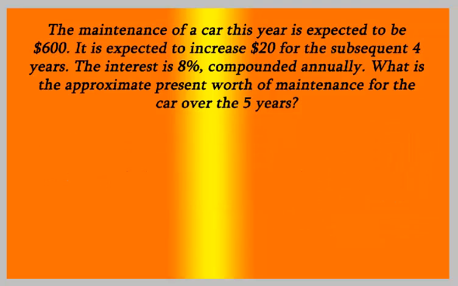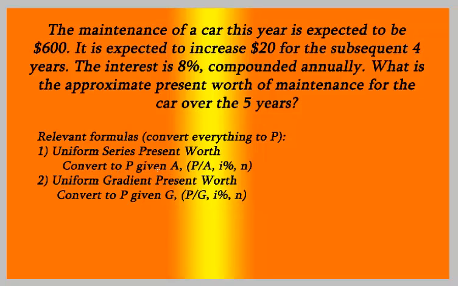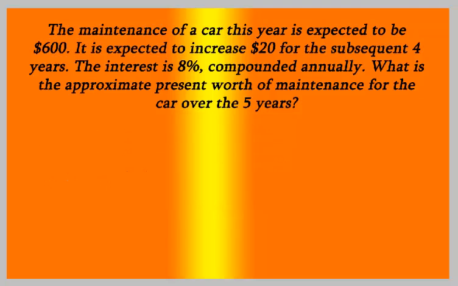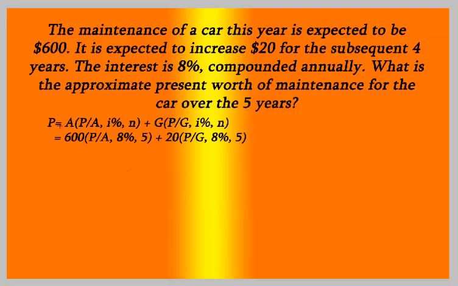So knowing that we have to combine the P given A and the P given G, we will solve by adding the two together. So P is equal to A, which is $600, times your notation for P given A, plus G, which is $20, times your P given G notation. And we plug in everything we know. Now we will go to the reference handbook to find these notations.